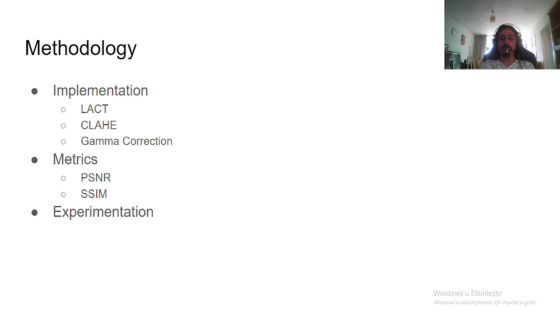We used the metrics in the article. PSNR stands for peak signal noise ratio. SSIM stands for structural similarity index measure. Finally, we run the experiments. All dataset was iterated and PSNR and SSIM were calculated for every different method. Then the analysis was done.